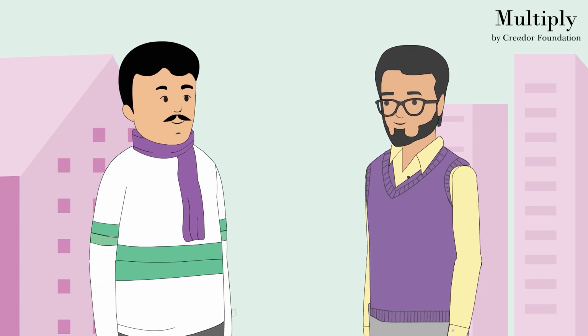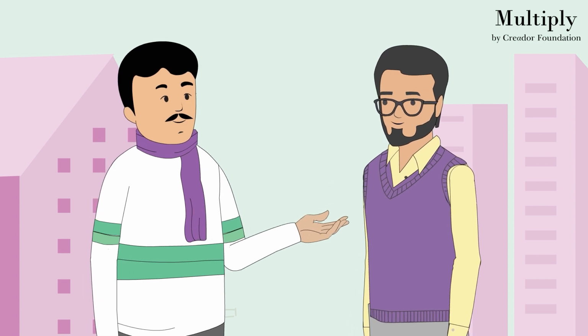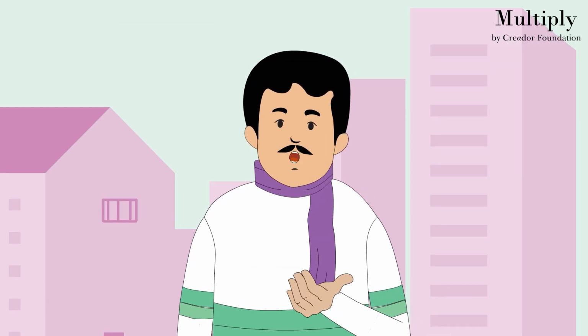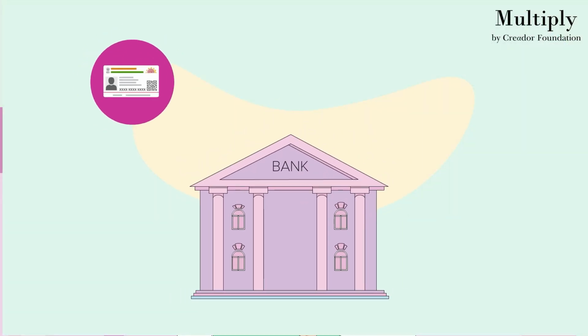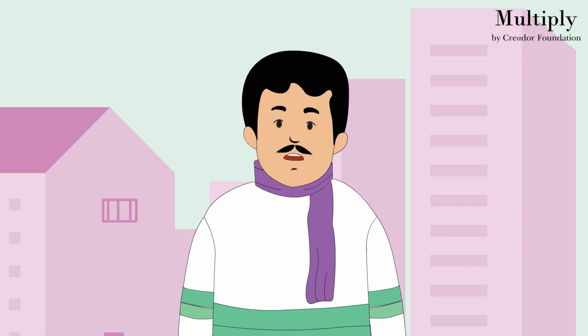Absolutely nothing. Also, it is fast, easy and available 24/7. Could you teach me how to set up and use mobile banking on my phone? Of course. First make sure that your bank account, Aadhaar and your mobile number are linked. Then making online payments is very simple. Come, let me show you now.